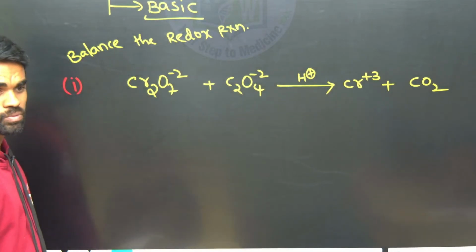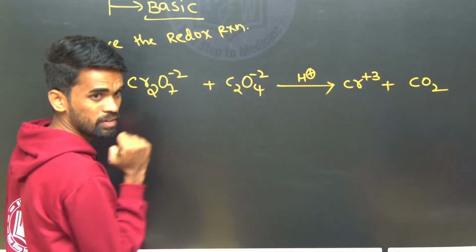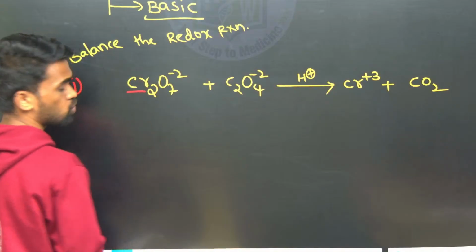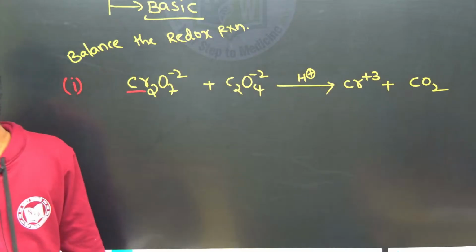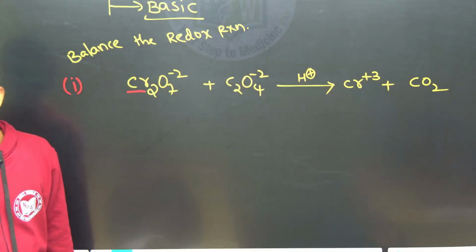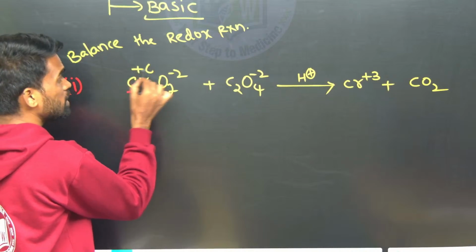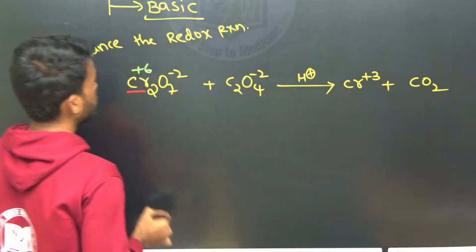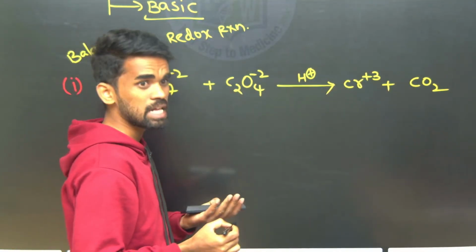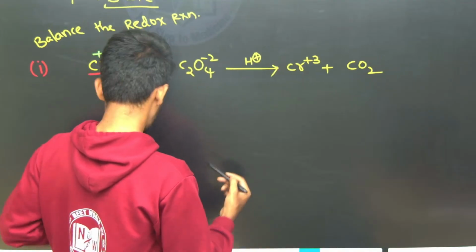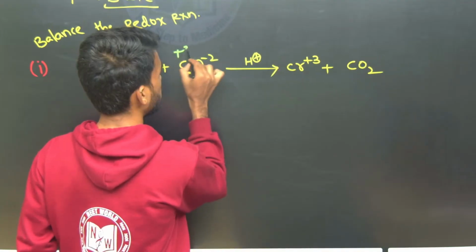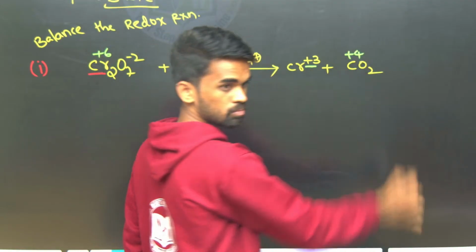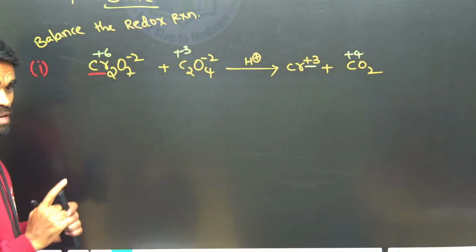So first of all what to do? First of all write the skeletal equation, whatever equation they have given, and assign the oxidation states. What is the oxidation state of chromium in this dichromate? Plus 6. Just now we did this. What about carbon in this oxalate? This I have also told you. Plus 3. Here chromium is converting into plus 3. What about carbon here? Plus 4.